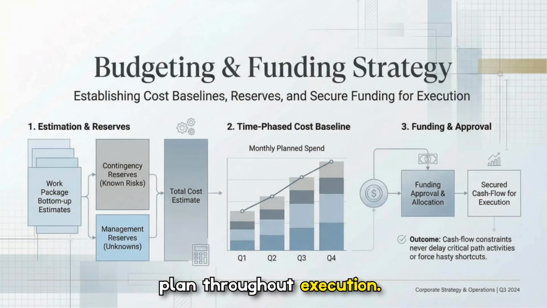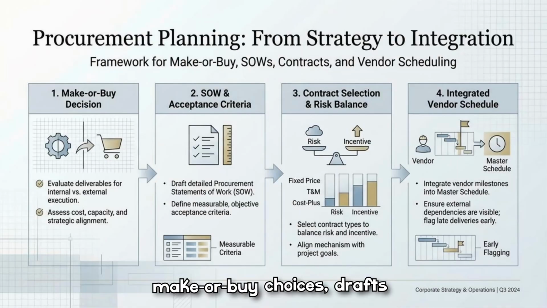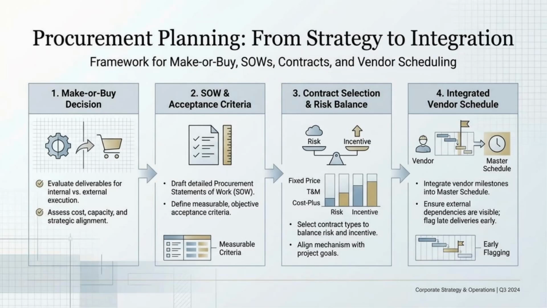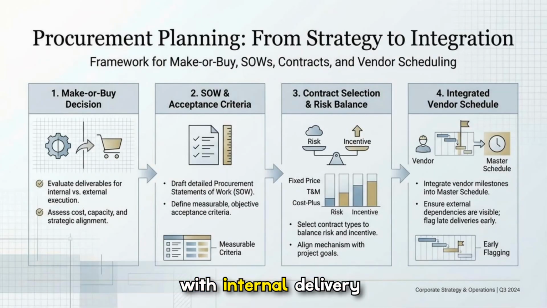Procurement planning frames make or buy choices, drafts detailed statements of work with objective acceptance criteria, and selects contracts that balance risk and incentive. Integrate vendor milestones into the master schedule, lock commitments with key suppliers, and flag external dependencies early so vendor timelines align with internal delivery expectations and reduce downstream surprises.